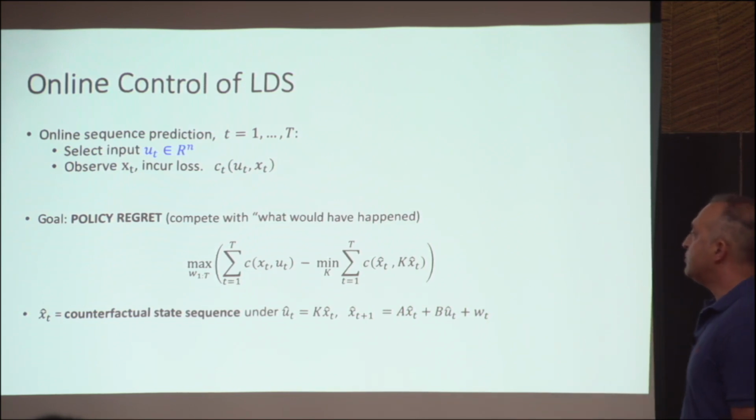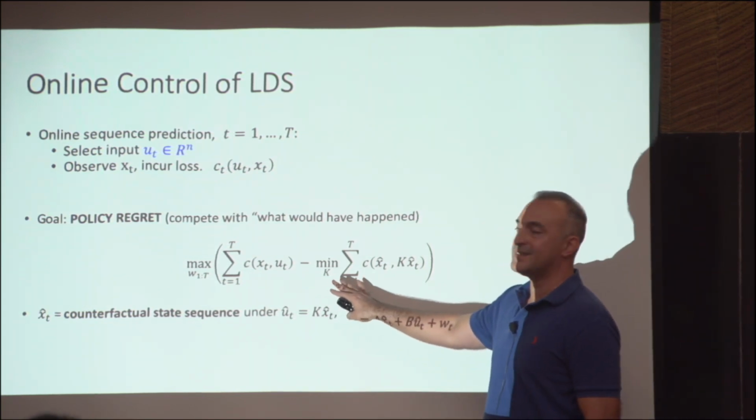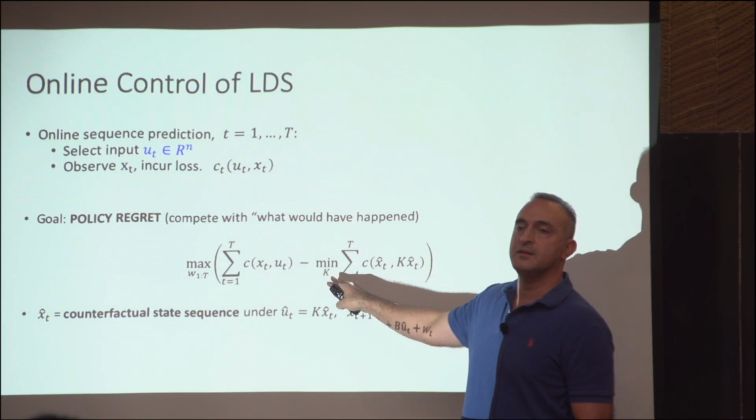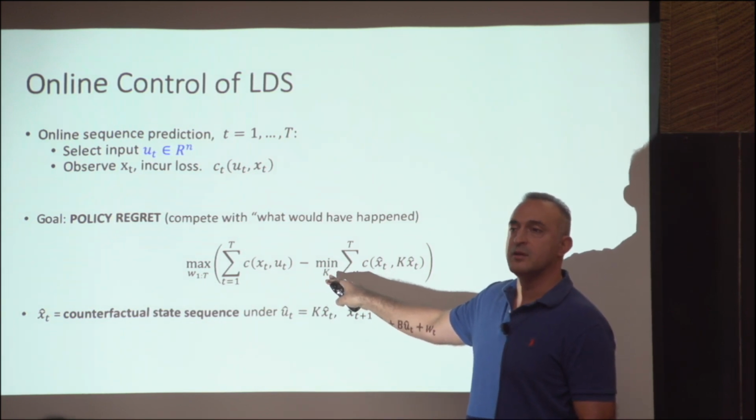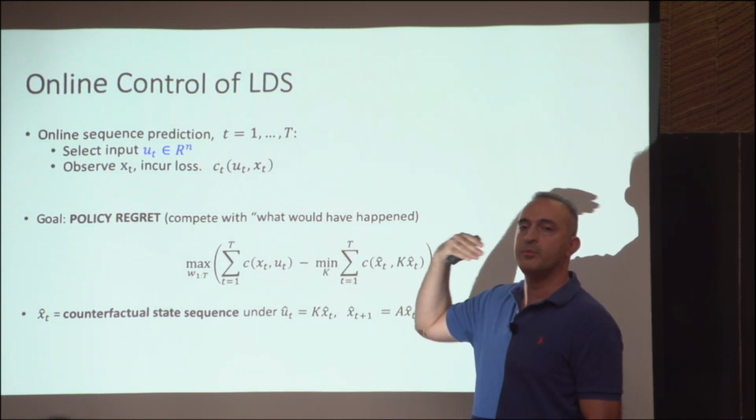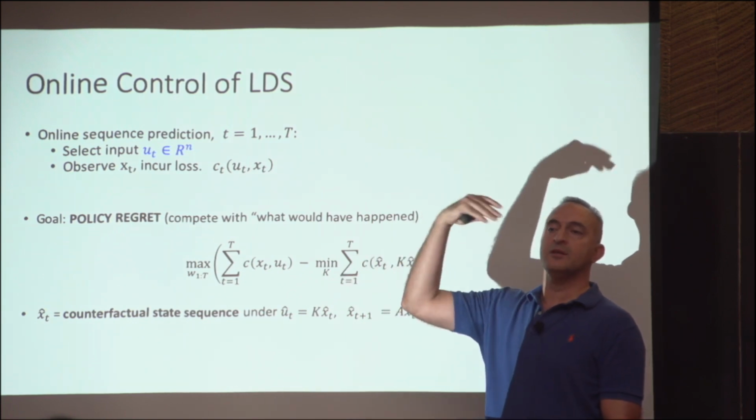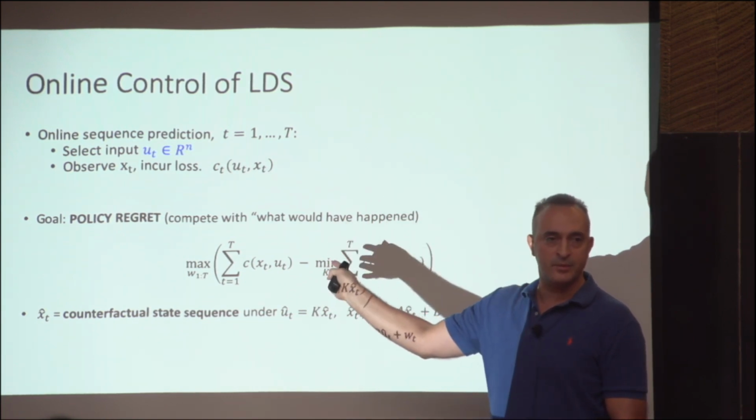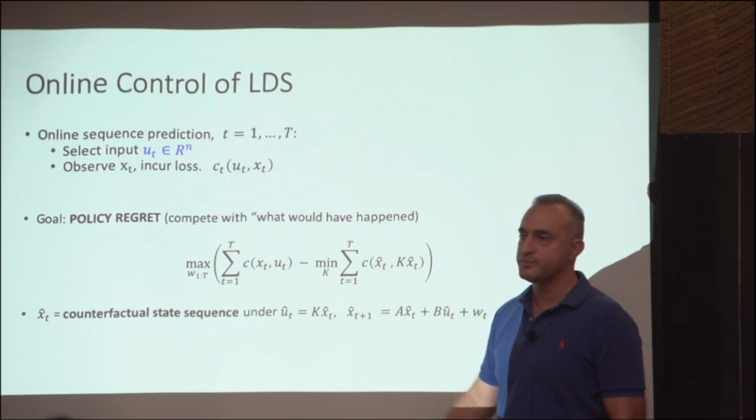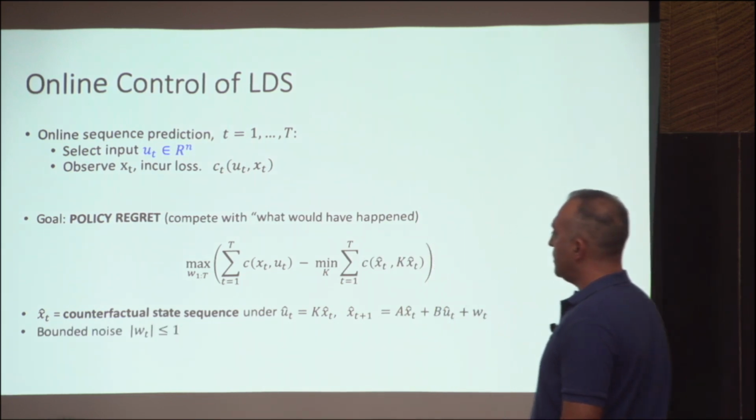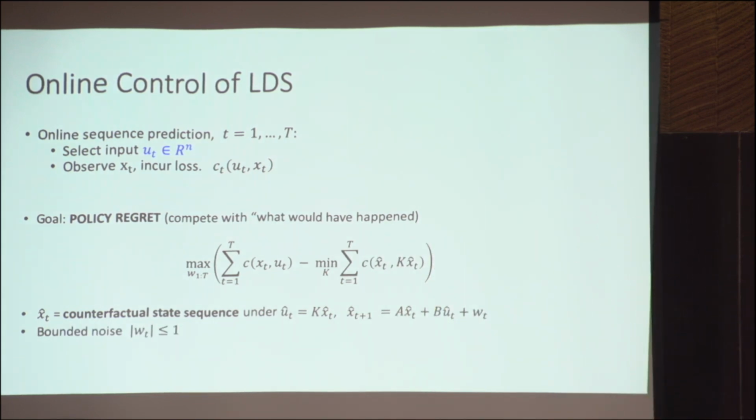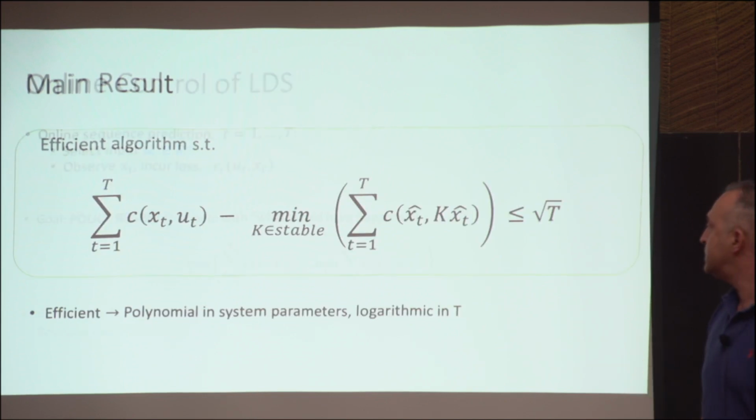Okay, I should mention, this is important. This is not standard regret where we compete against the k at every iteration. It's counterfactual. We want to say we're going to compete with the k that would have done best from the beginning of time. Otherwise, it's kind of a silly metric. You want to be counterfactual. And the noise is bounded, like Boaz mentioned. Let's say by 1, doesn't matter.